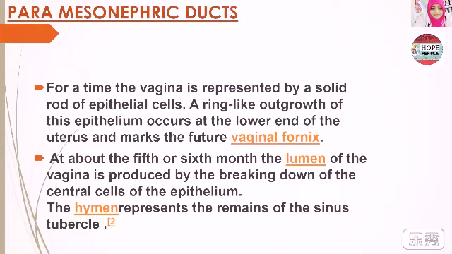For a time, the vagina is represented by a solid rod of epithelial cells. A ring-like outgrowth of this epithelium occurs at the lower end of the uterus and marks the future vaginal fornix. At about the 5th or 6th month, the lumen of the vagina is produced by the breaking down of the central cells of the epithelium. The hymen represents the remains of the sinus tubercle.